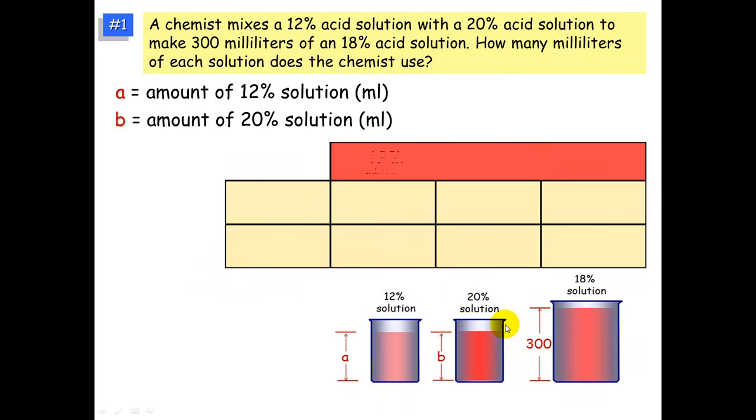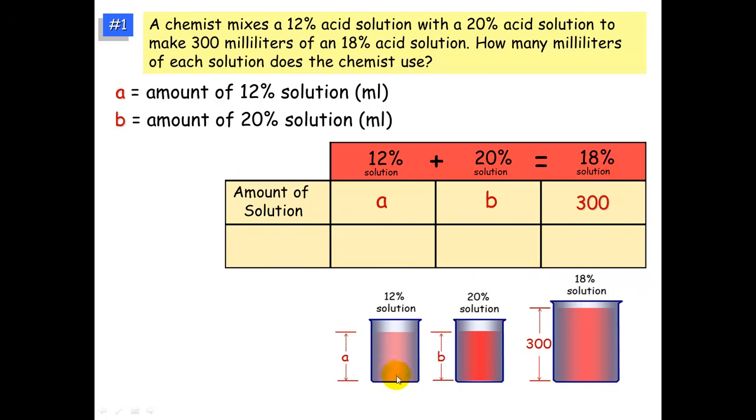Here's our situation, and I'm just representing this little column here with some information about the weak solution, or the 12%. This column will be the 20%, and we're just going to add these two to make our mixture of the 18%. So the first thing we're going to talk about is the amount of solution, or the total amount of this liquid. We know that this amount A plus this amount B must equal 300, because this is what we want. We want exactly 300 milliliters of this 18% stuff.